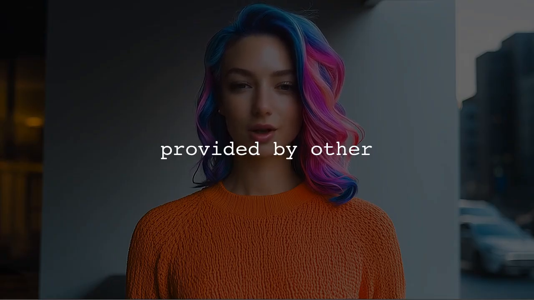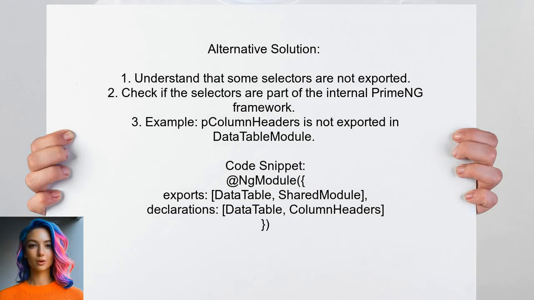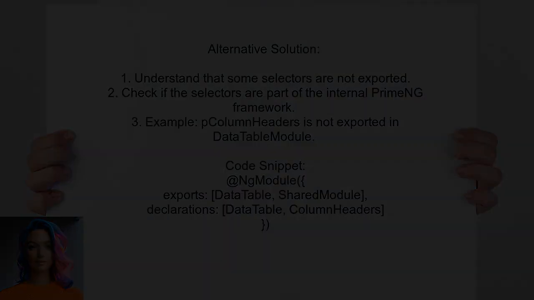Now, let's look at the answers provided by other users. This user explains that the template parse errors occur because the selectors you're trying to use, like p-column headers, are not exported by the data table module. They point out that even if you import the data table module, it won't resolve the issue if the selectors are part of the internal structure of PrimeNG.